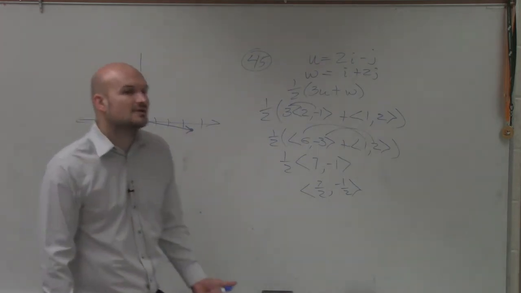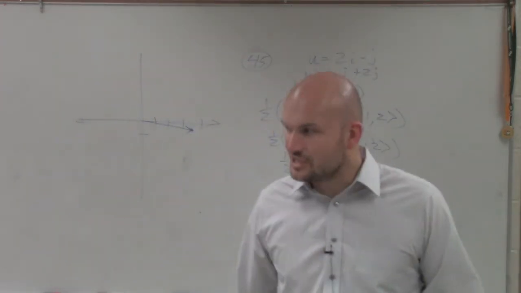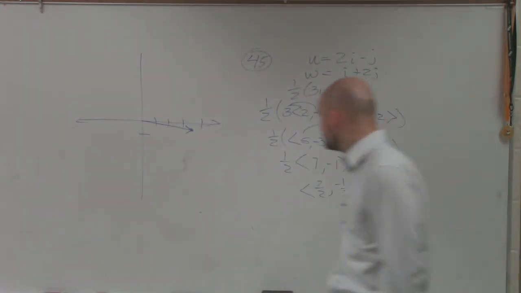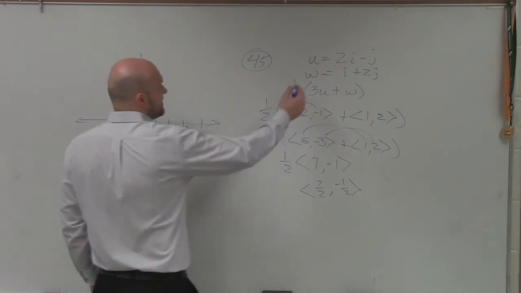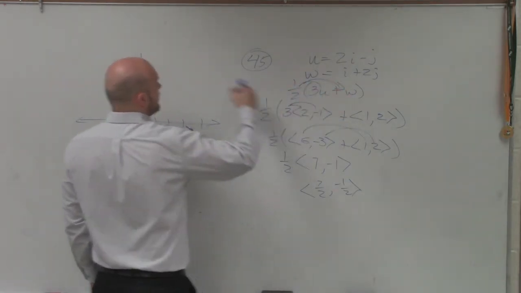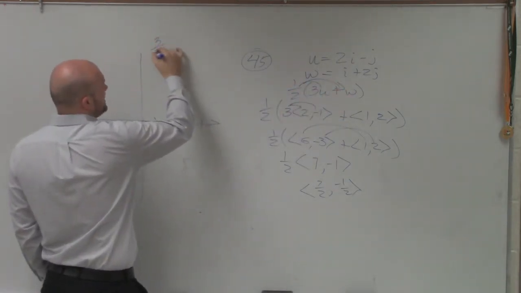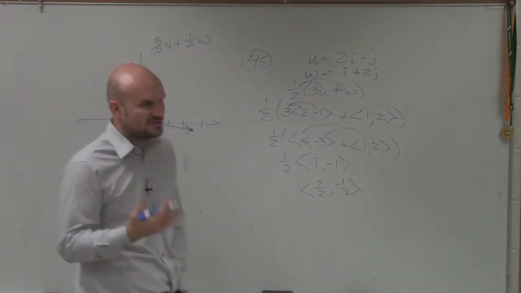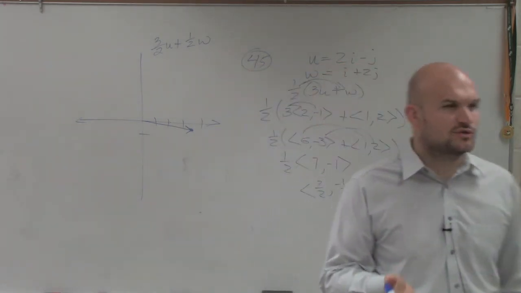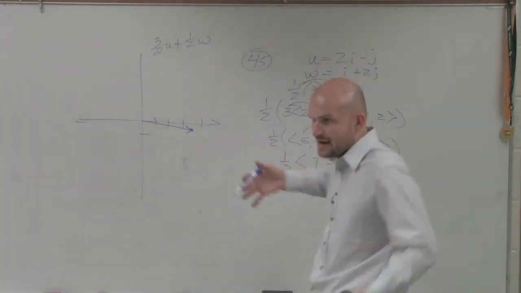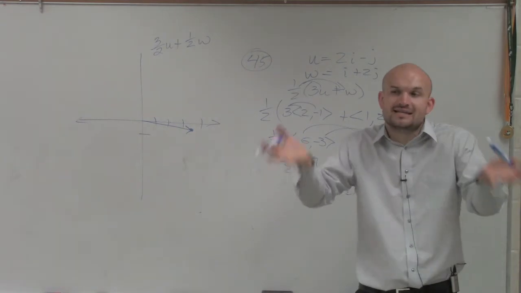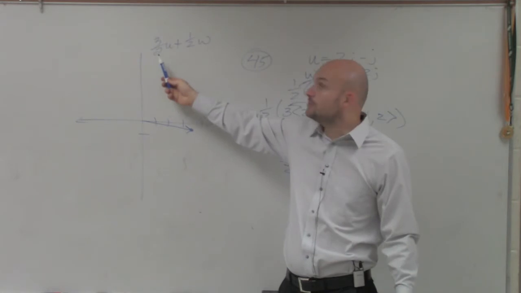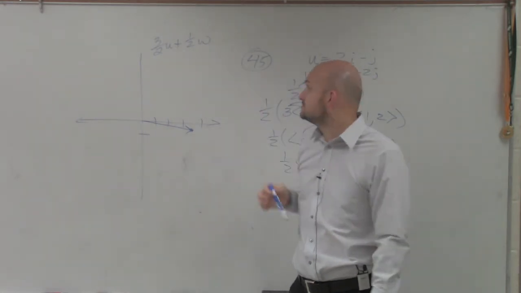Okay? Now let's look at what exactly the vector looks like. In this case, if I distributed this, what I'm trying to find is the addition of 3/2 u plus 1/2 w. Right? That's what I'm trying to find the addition of, those two vectors. Because remember, when I want to show this geometrically, I'm trying to show it as the addition of two vectors. So the two vectors I want to add are 3/2 u plus 1/2 w.